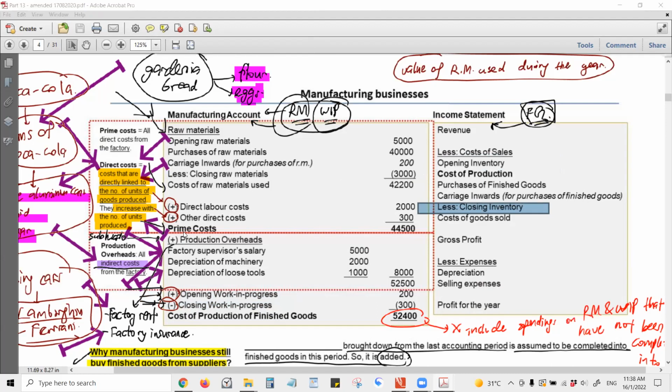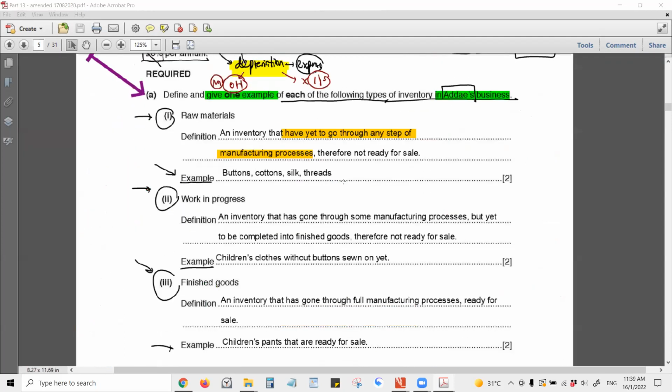Work in progress, work still in progress. That means things that are not raw material and also not completed yet. Okay, it's done halfway through. It's not in the final form of product yet, but it's also not raw material. You have done some processes upon them. That's work in progress. You can see the definition here.